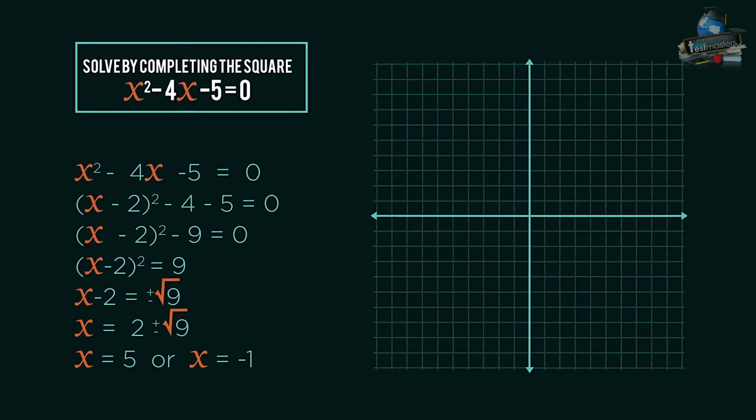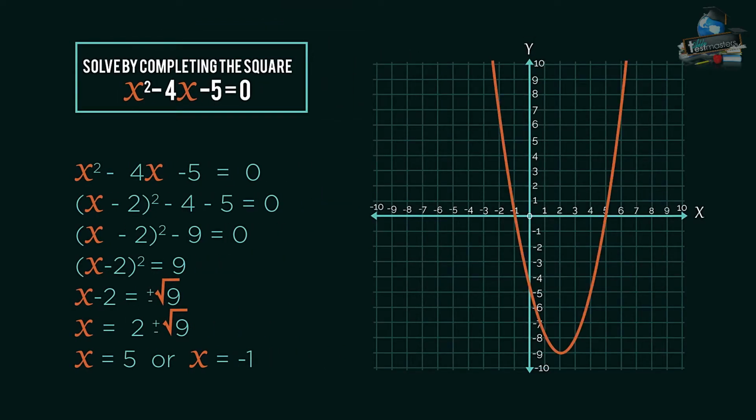If we then show it on a graph, what do you notice about the numbers from completing the square and the points on the graph? Pause the video and have a think.